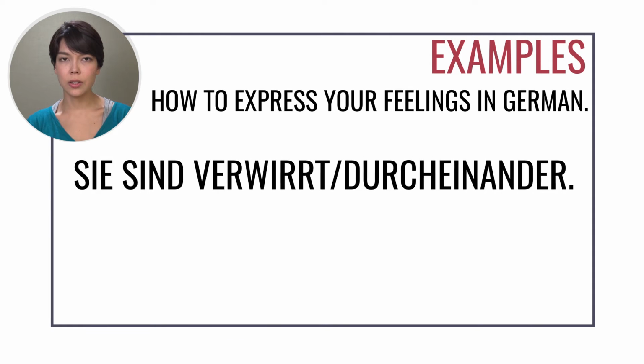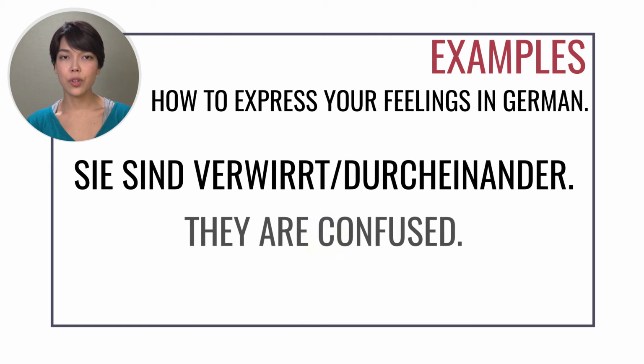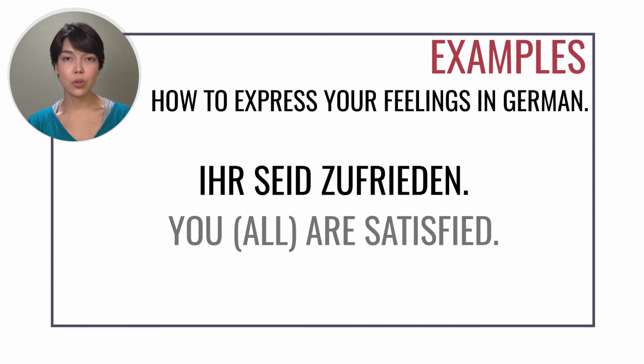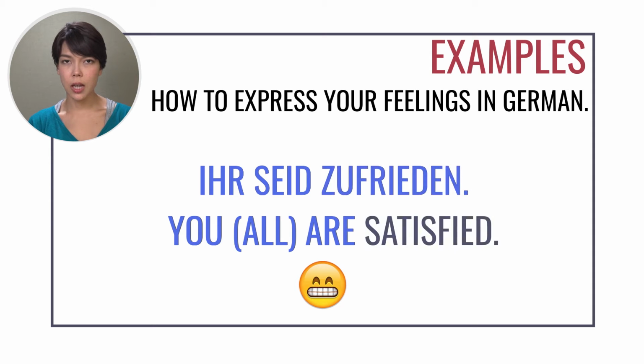So altogether it means we are sad. Next, sie sind verwirrt, durcheinander. They are confused. Here we have the word sie meaning they, followed by sind, a conjugated form of the verb sein, to be, and the adjective verwirrt, durcheinander, confused. So altogether it means they are confused. Ihr seid zufrieden. You all are satisfied. Here we have the word ihr meaning you, plural, followed by seid, the conjugated form of the verb sein, to be, and the adjective zufrieden, satisfied. So altogether it means you are satisfied.